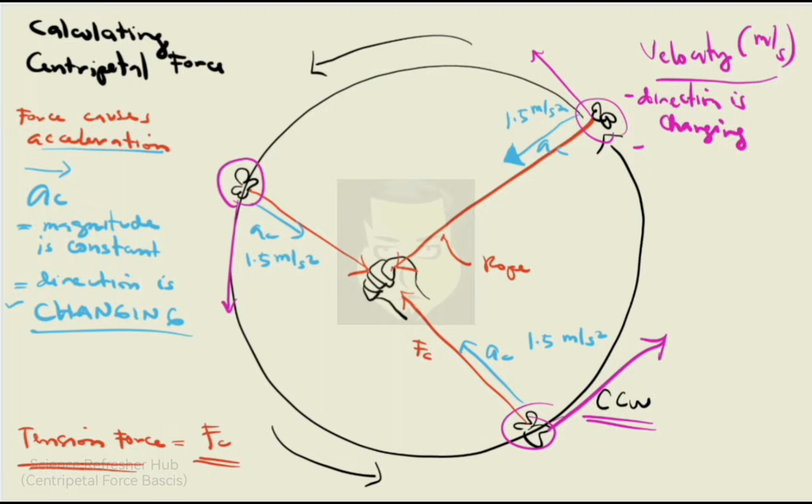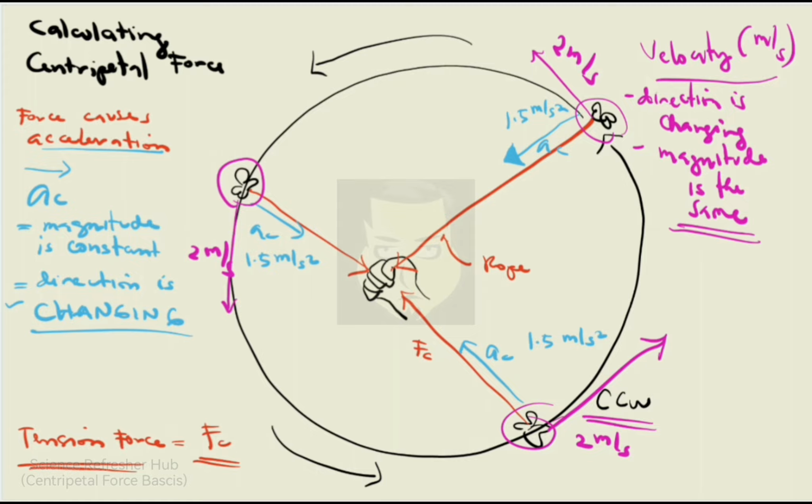But please remember, magnitude is the same all throughout the circular motion. Okay, so let's say we have 2 meter per second here, we have 2 meter per second here, and 2 meter per second here. It's just the direction changing, but the magnitude constant.